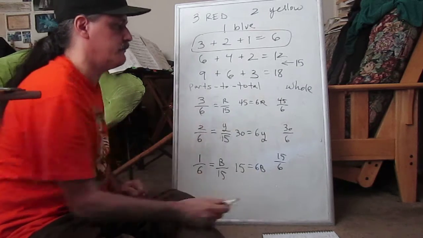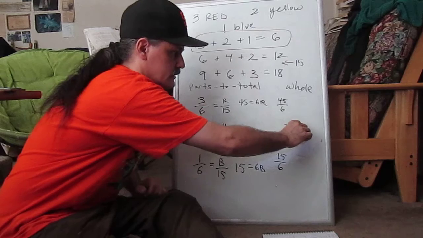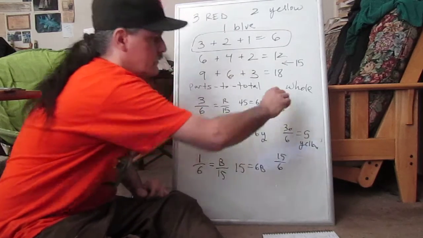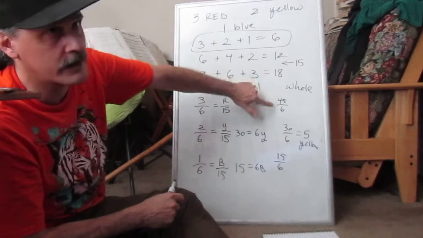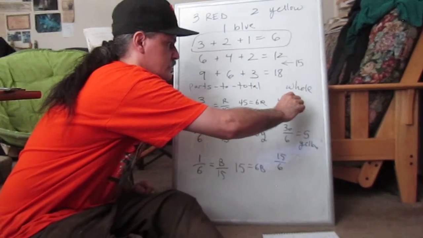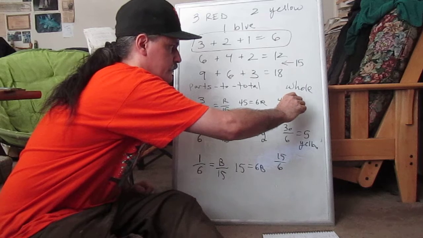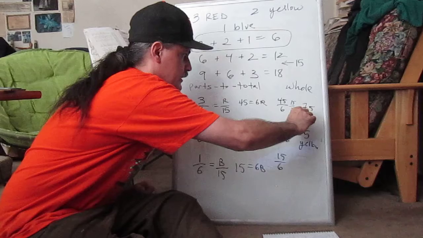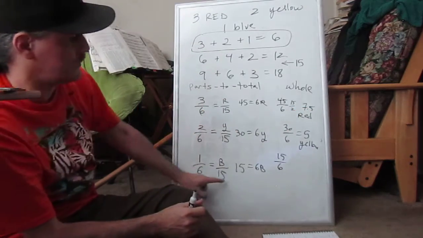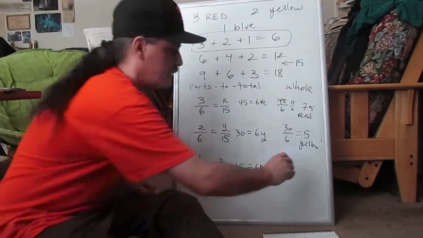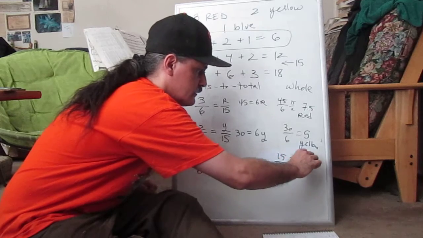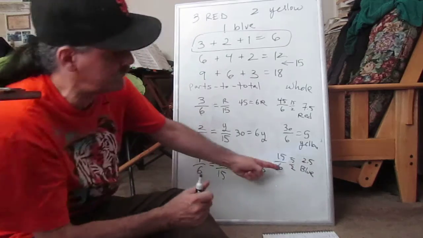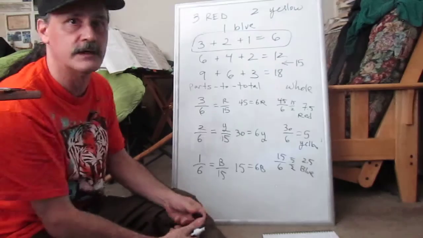Alright, and then you can simplify those. This one looks like the only one that's an integer, so it looks like we're going to need 5 gallons of yellow. And here you can divide top and bottom by 3, right? So you get 15 over 2, which is 7.5 gallons of red. And same thing here, you can divide top and bottom by 3, so 5 over 2, which is 2.5 gallons of blue.